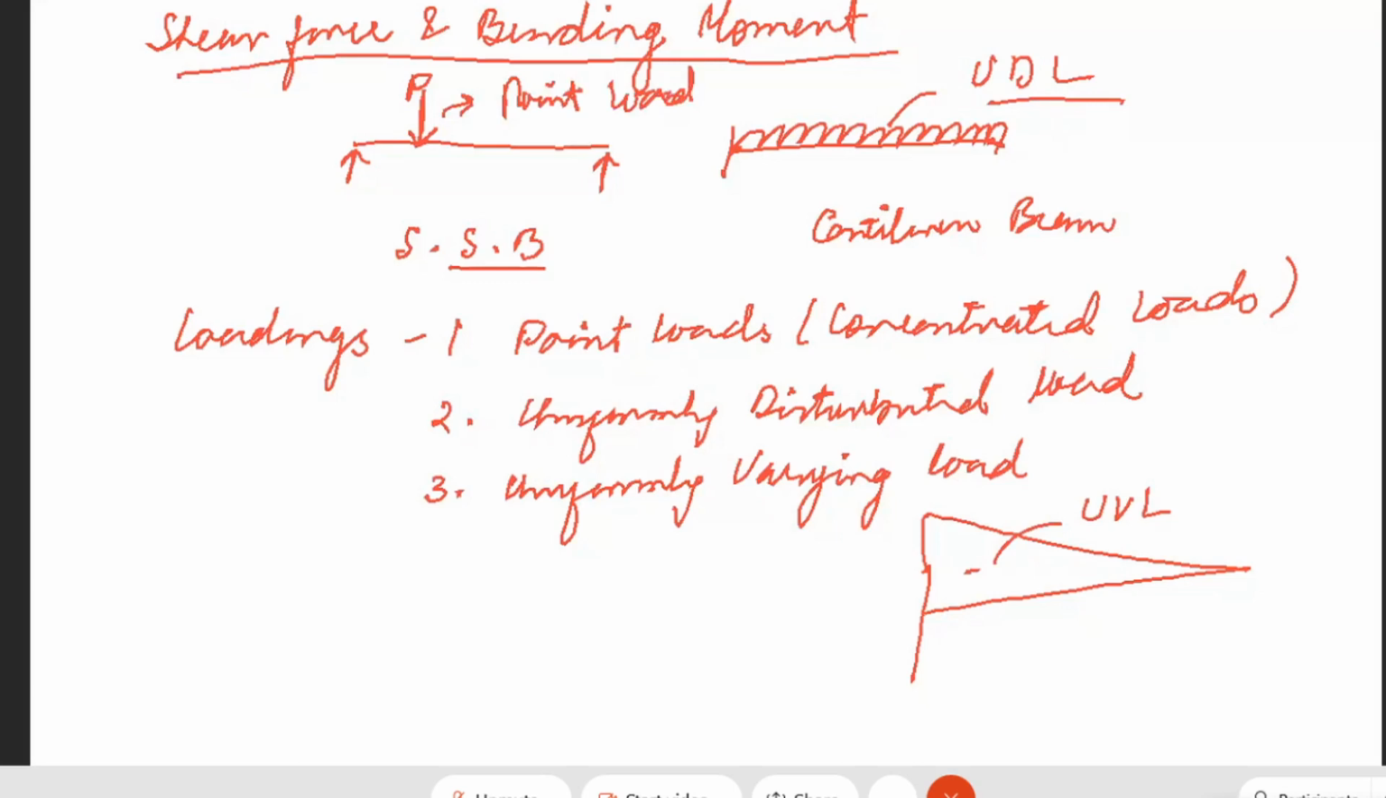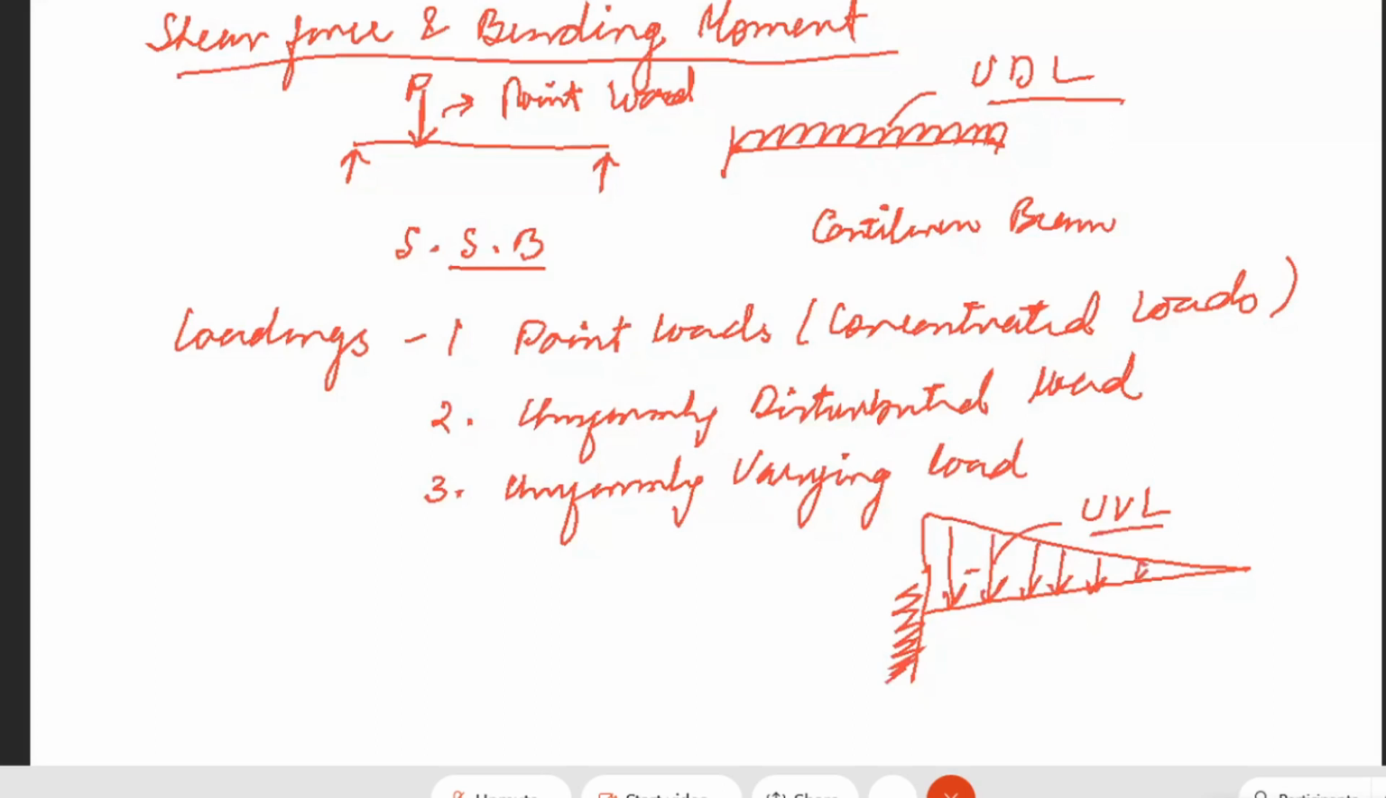This is our simply supported beam. We have a point load on it. First, the cantilever. What is a UVL? It is the intensity of the load, which is actually varying uniformly.